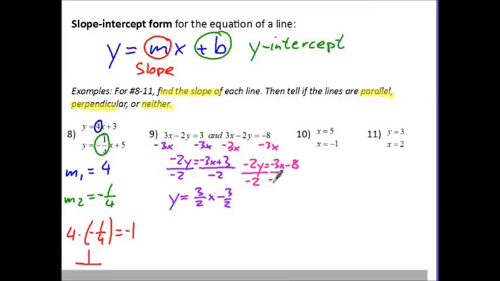And some people like to write it differently. Write it out like that. That's perfectly fine as well. Make sure either way that you always divide every term by the negative 2. You get y is equal to 3 halves x plus 4. And now let's look at their slopes. This line has a slope of 3 halves. This line has a slope of 3 halves.